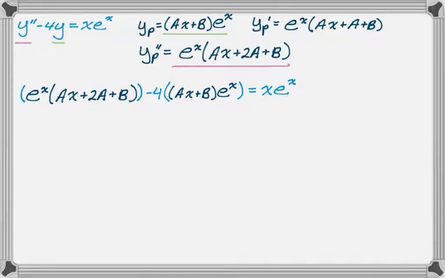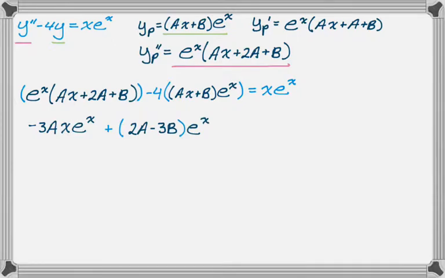So factoring, I'm going to look for coefficients of x e to the x. I see ax e to the x from that first term, and then minus 4a x e to the x. So overall that's minus 3a x e to the x. And then I'm going to look for coefficients of just e to the x. From the first term I get 2a plus b. From the second I get minus 4b, so overall it's 2a minus 3b e to the x.